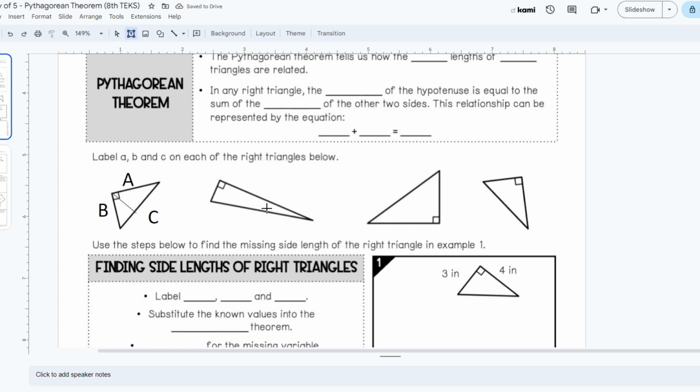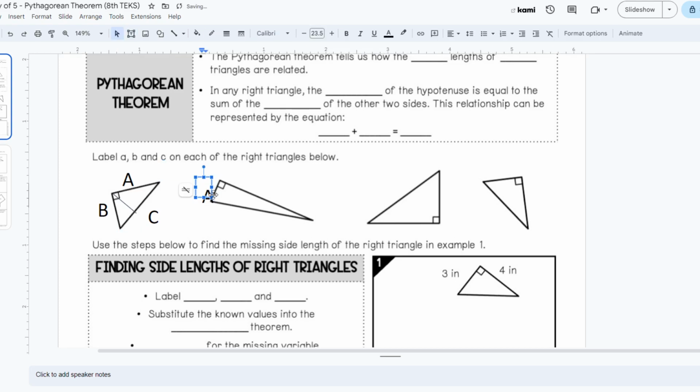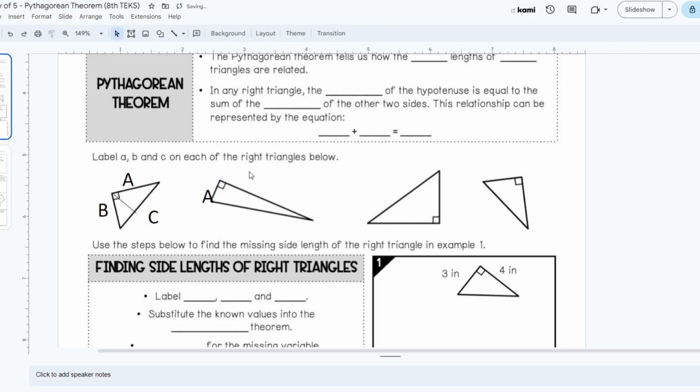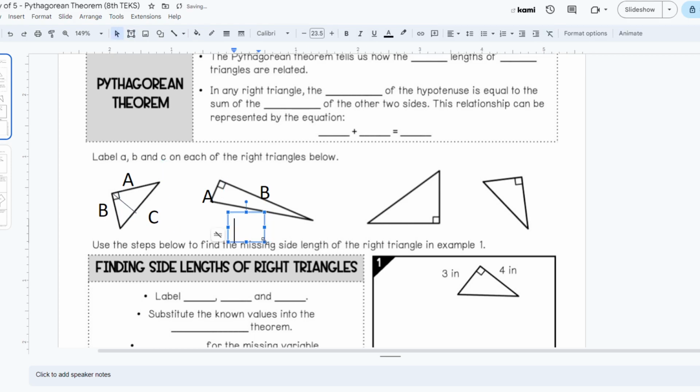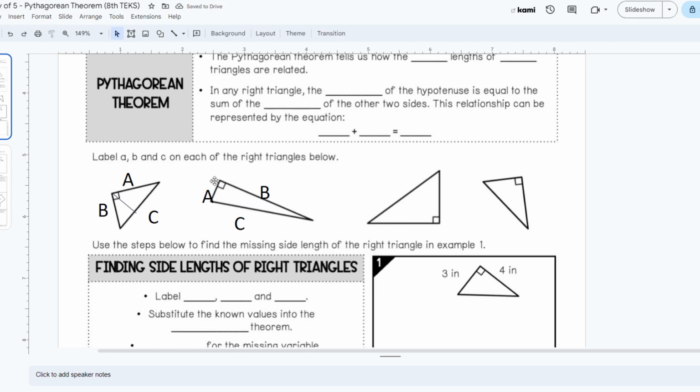We'll do a couple more together, and then I'll let you do the other two on your own. So first identify your right angle. Oh, there it is. There's a little square. Here's my A. And then here's my B, because these are the short sides. Now, even though this looks like a long side, remember, it's the hypotenuse that's always the longest side. And here's my C, because it's going to be across from my right angle.